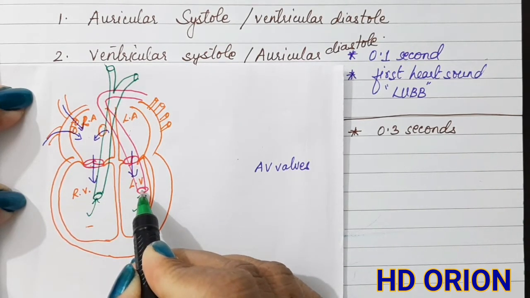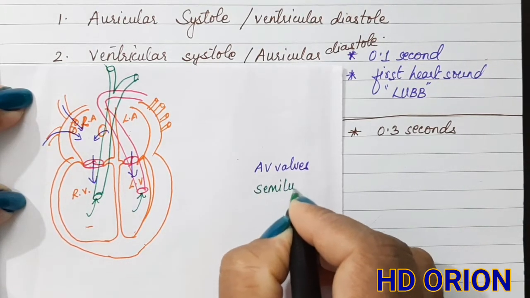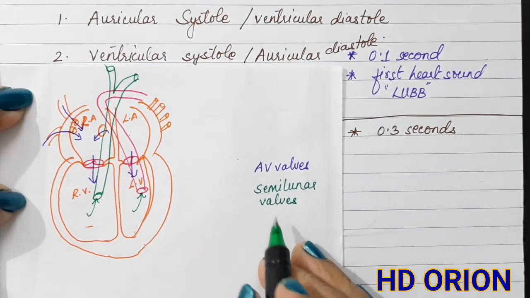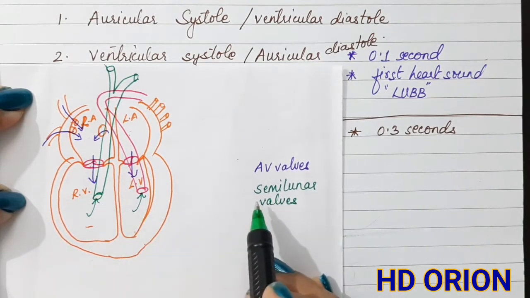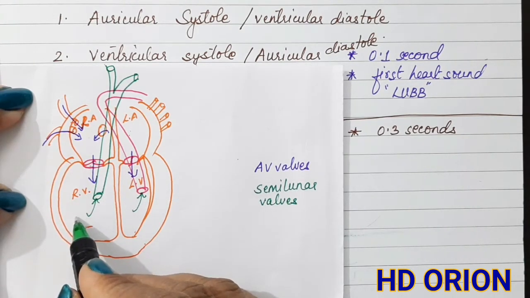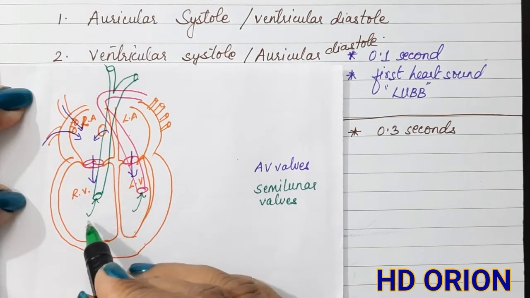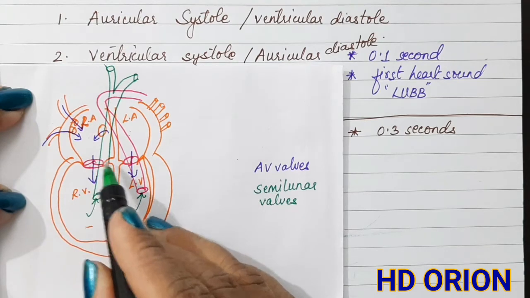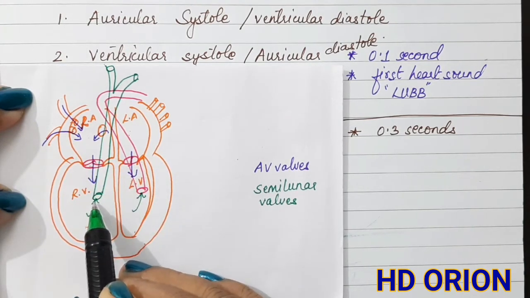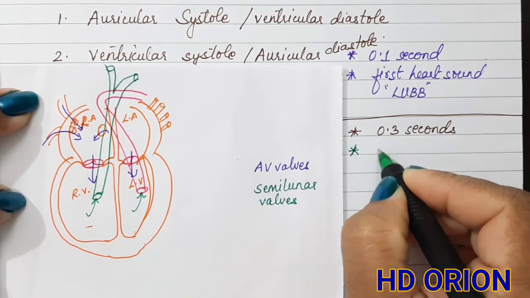These two arteries have valves which are known as semilunar valves. I have already taught you about semilunar valves. They are so called because the valve is of the shape of half moon. So the blood is now forced to enter into the two arteries. So when the pressure is built up, the blood moves into the two arteries, and then the AV valves are closed. Now the semilunar valves also close, making the second heart sound.